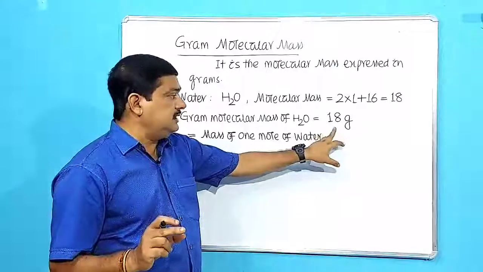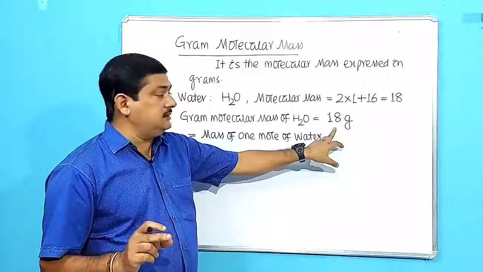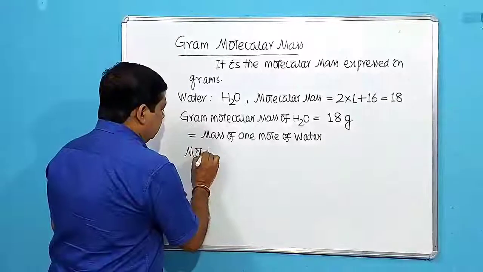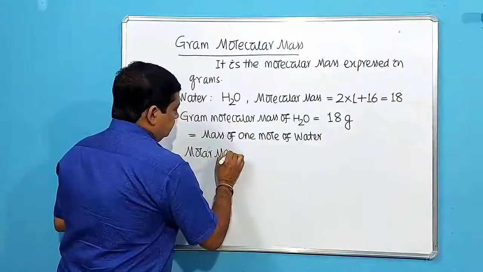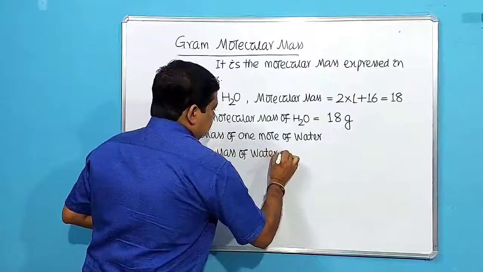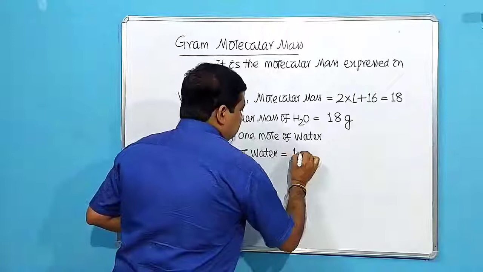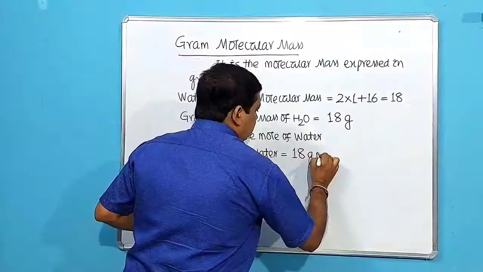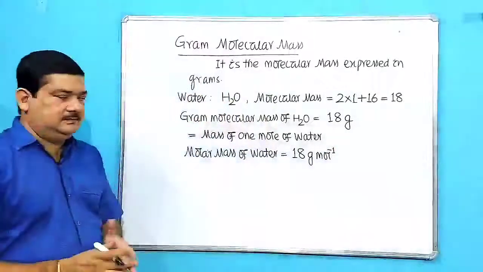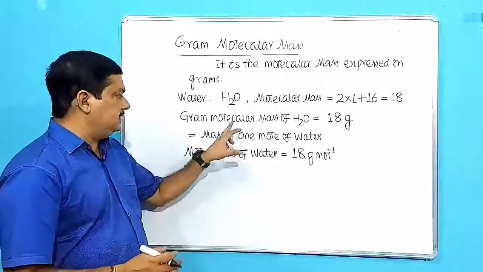So here the unit will be gram for gram molecular mass, but molar mass, what is the difference? Molar mass of water will be 18 gram per mole. So that is the only difference, but the remaining are the same. You have to remember it like this.